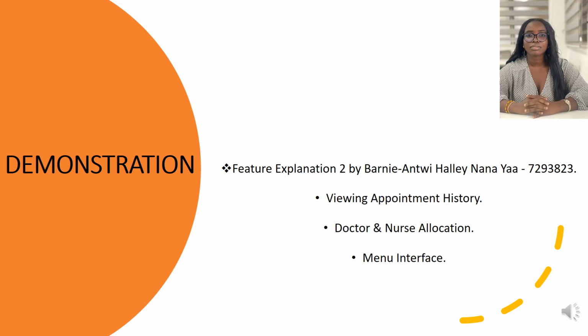The next set of features includes viewing appointment history, which is done by reading through the appointment file with ifstream and displaying records that match a given patient or doctor ID. We also have doctor and nurse allocation. This uses the doctor and nurse classes, both inheriting from person. The allocation process links available staff to patients and stores this link in the file. We made a key design choice to use a menu-driven interface instead of commands, with prompts and confirmations to reduce user errors and make it easier for hospital staff with little technical background.